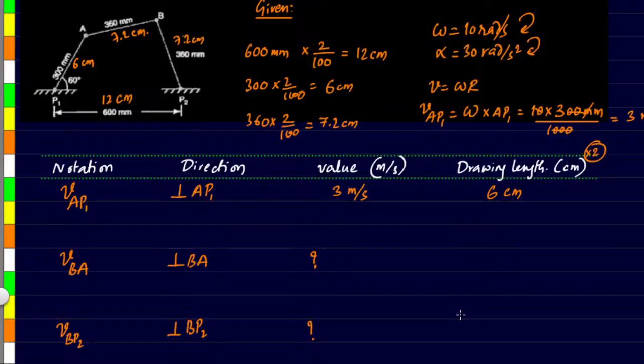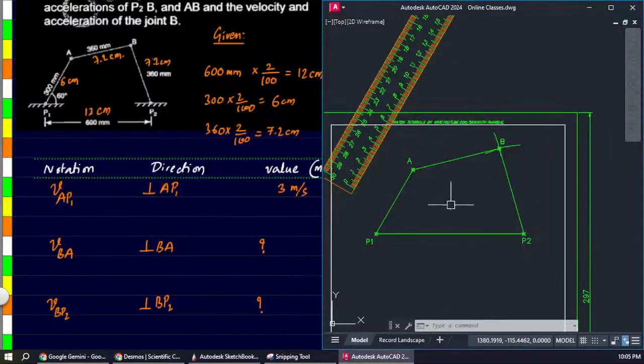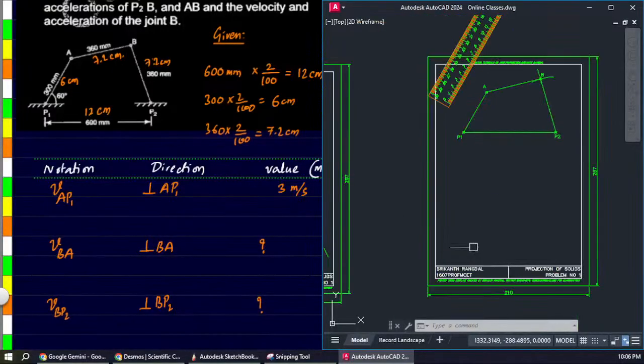Now let's quickly go ahead and find this. We should now come back to our sheet, and with this sheet, we should be able to draw the velocity diagram. Both the points P1 and P2 are stationary, you can see, so both these points will be overlapping, and they will come at a single point.